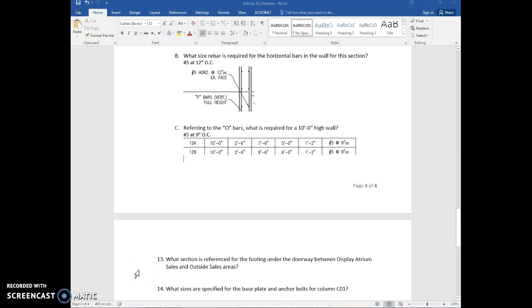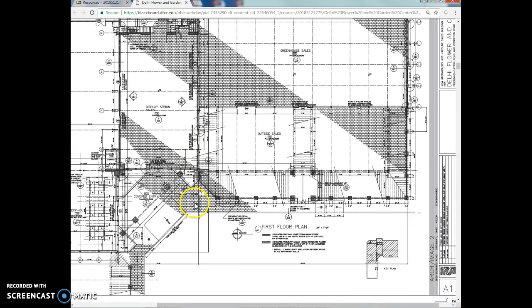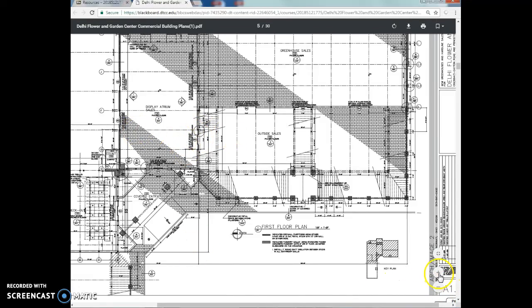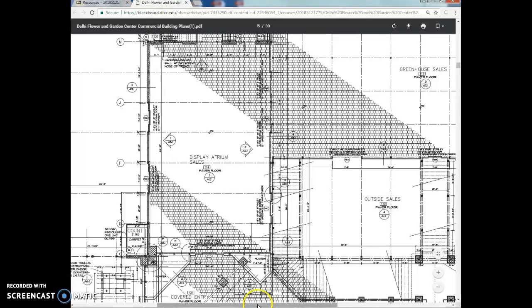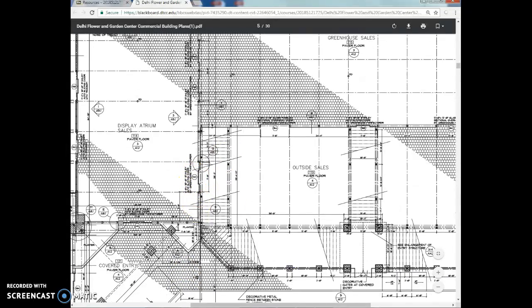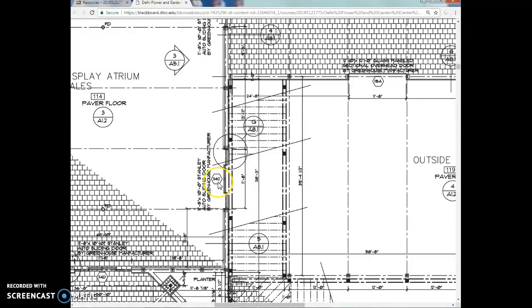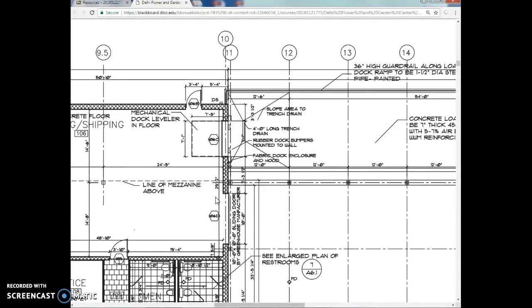Alright, moving on to question number 13, it says, what section is referenced for the footing under the doorway between display atrium sales and outside sales area? Okay, so what we need to do, again, is go back and look at the floor plan, because we need to know where the display atrium sales area is and the outside sales area is. So here are the two areas, and we're looking for a doorway between those two areas. So if I zoom in, I can see that there is a door right here. It's door 114C, and that looks like it's along grid line 10.